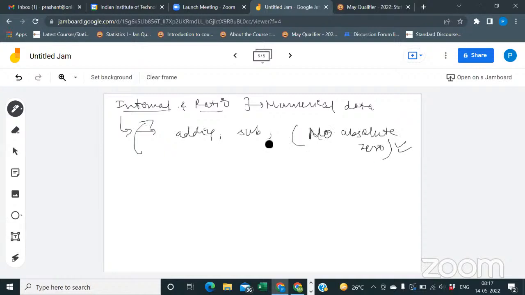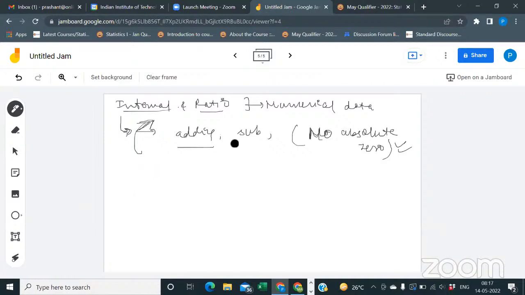Yes, sir. I have a question in that matter. The population is called ratio, but how can a population have an absolute zero? See, now I will come to that point. Let me finish this concept first, then I will discuss it.